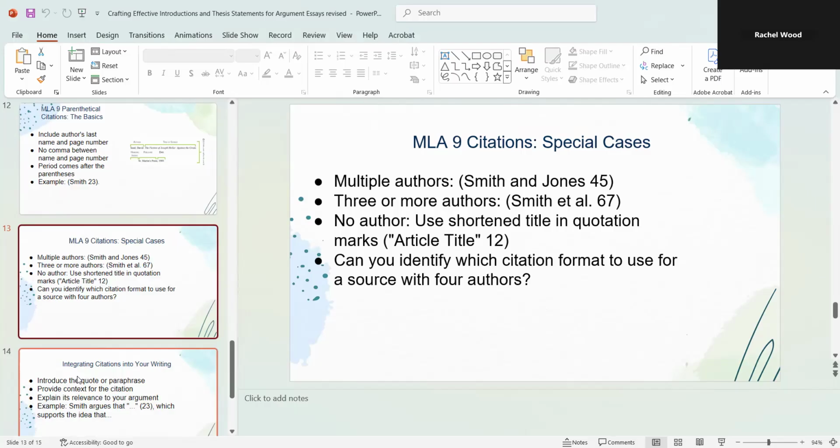No author, you're going to use a shortened title in quotation marks, and you would use the title and the page number. Oftentimes, this comes when you use popular sources, but because this essay is academic, you won't be using popular sources. So just make sure that you're able to identify which citation format you use. With four authors, that would be an et al.